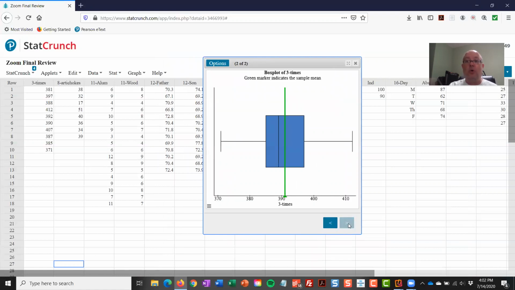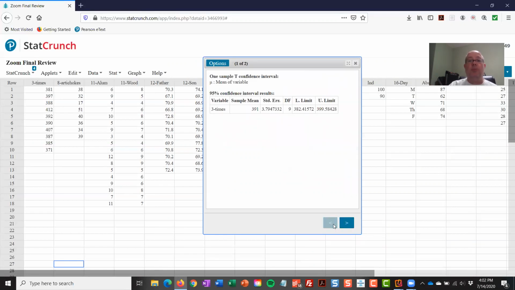Notice there are no outliers. So the upper limit and lower limit are listed: 382.4 minutes and 399.6 minutes. Moving on to the other problem.